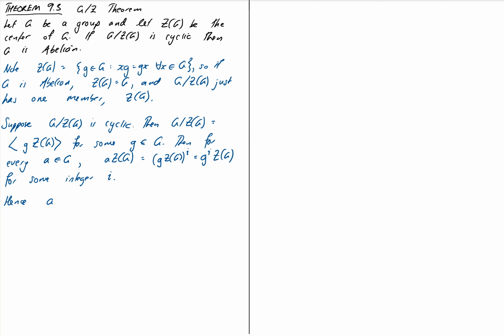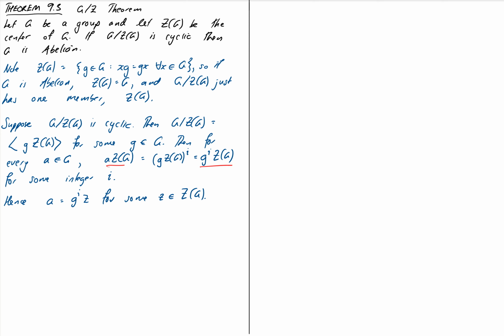Our element A is going to equal g^i z for some z in our center. Okay, so we know that if these two cosets are equal, it follows by our standard coset properties that A is going to be equal to g^i z for some z in our center. Alright, so far so good.